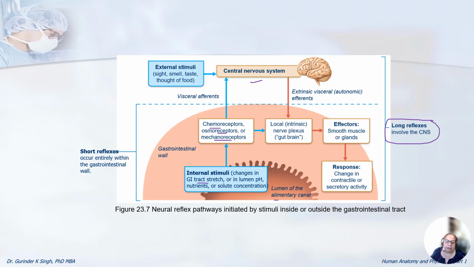And if it is local, and the intrinsic nerve plexuses, or what we call the gut brain, are acting, then they will also act through the smooth muscle cells or glands, and you'll have a response in changing the contractility. That time we call it that the control is through short reflexes.